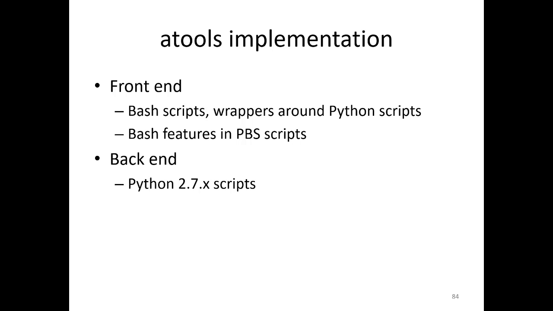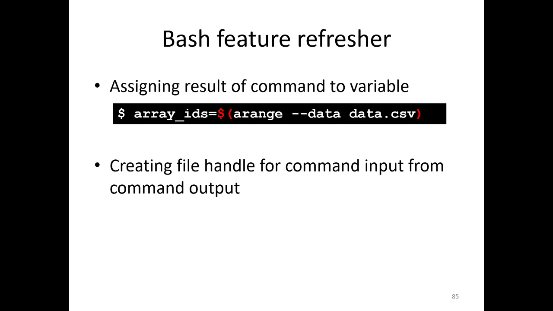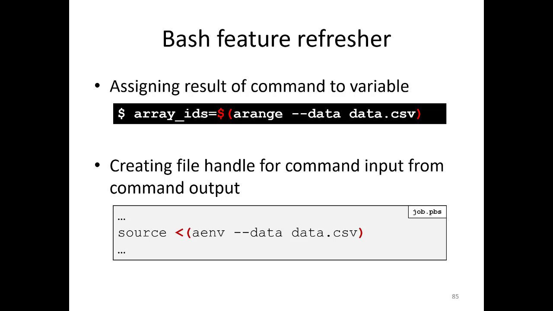It will be ported to Python 3 once that is the default on most of the compute nodes in our clusters. There are a few features in bash which are useful to be aware of. The $( ) parenthesis executes a command and will capture the output, and in this case that will be assigned to a variable. The second useful thing is to create a temporary file handle using a command, and use that as input file handle to a bash command, in this case source.